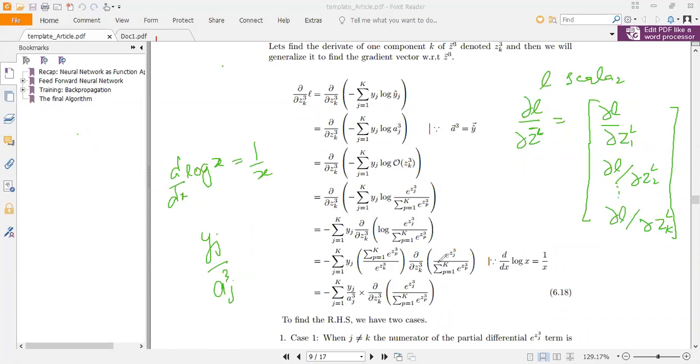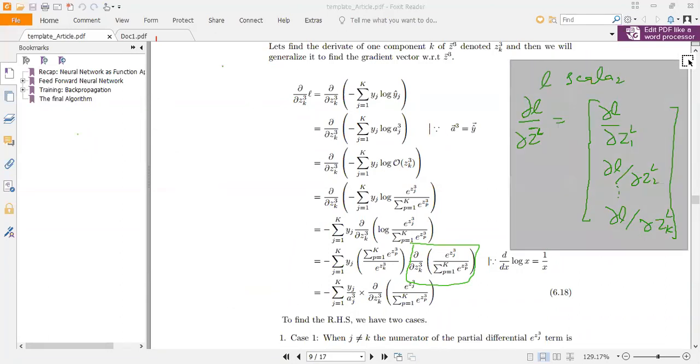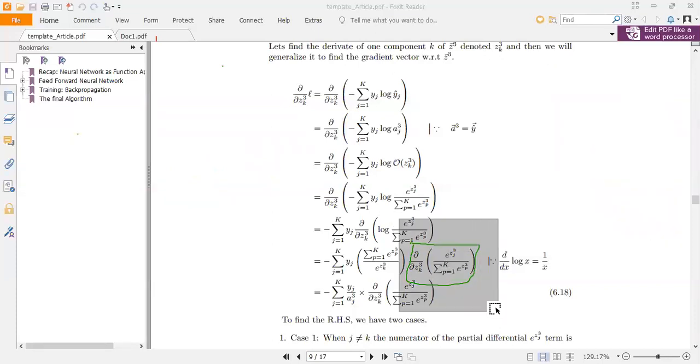And now we will find out what this differentiation looks like. Fine. Now to calculate this differential, we need to consider two cases. There will be two separate cases for computing this differential. So let me write it here. Let me change the color maybe. So the differentiation of d by d z3k. These are partials, sorry, these are partials. So this is again partial.